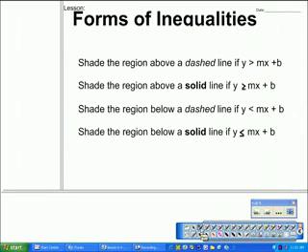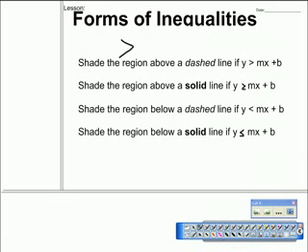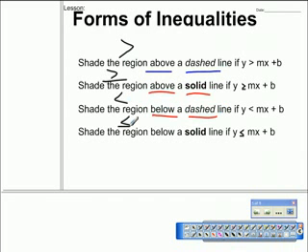So what I would put in your notes is if it's greater than, I shade above with the dashed line. If it's greater than or equal to, it's above a solid. Less than would be below a dashed. Less than or equal to, below a solid. I would just put shorthand in there like that. Save yourself all the writing. But those are the 4 possibilities you can have whenever we graph an inequality. 2 different kinds of lines and 2 different places to shade.